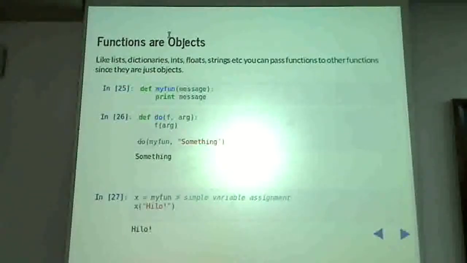So this is an object, myfun. What kind of object? A function type, which becomes f, and something becomes arg. Therefore, what does this function do? It does myfun of something, which should do what? Just print something.